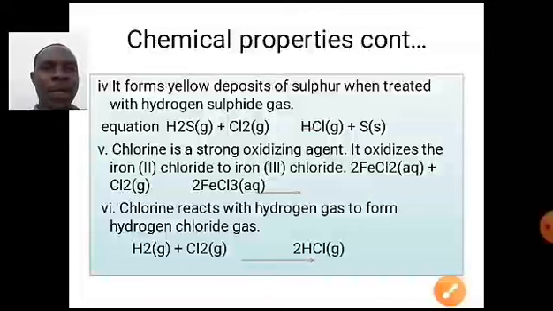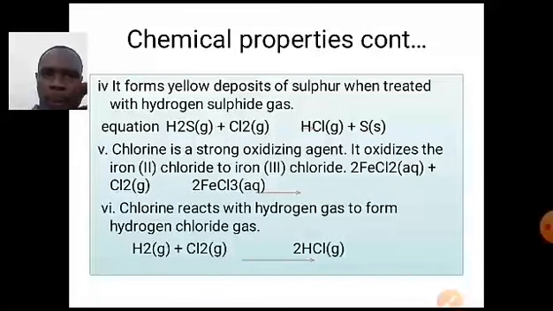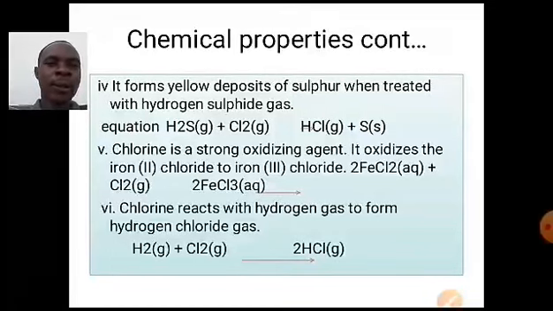Let's see another chemical property. Chemical property number 4: it forms a yellow deposit of sulfur when treated with hydrogen sulfide gas. For example, when hydrogen sulfide reacts with chlorine, the products formed are hydrogen chloride plus sulfur. The sulfur is yellow in color. So it forms a yellow deposit of sulfur when treated with hydrogen sulfide gas.